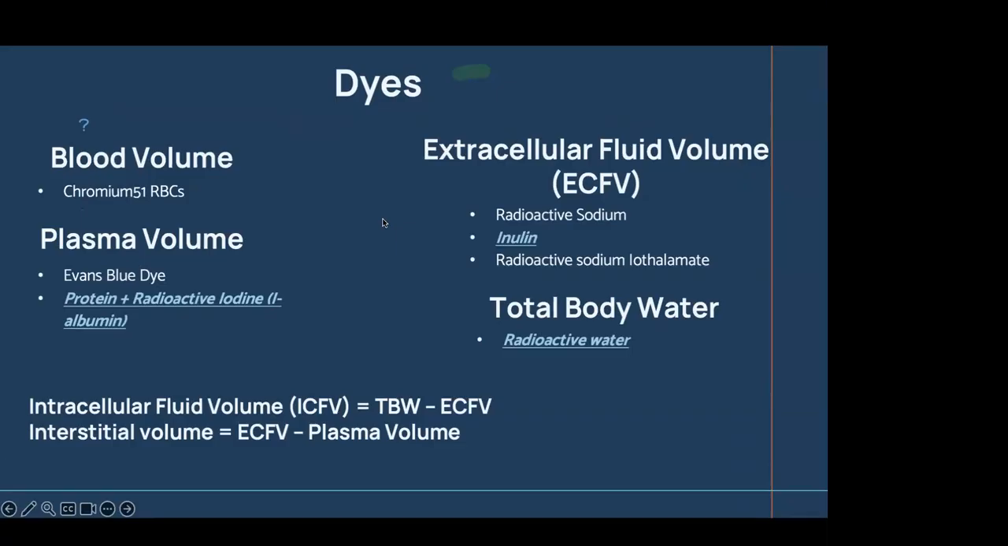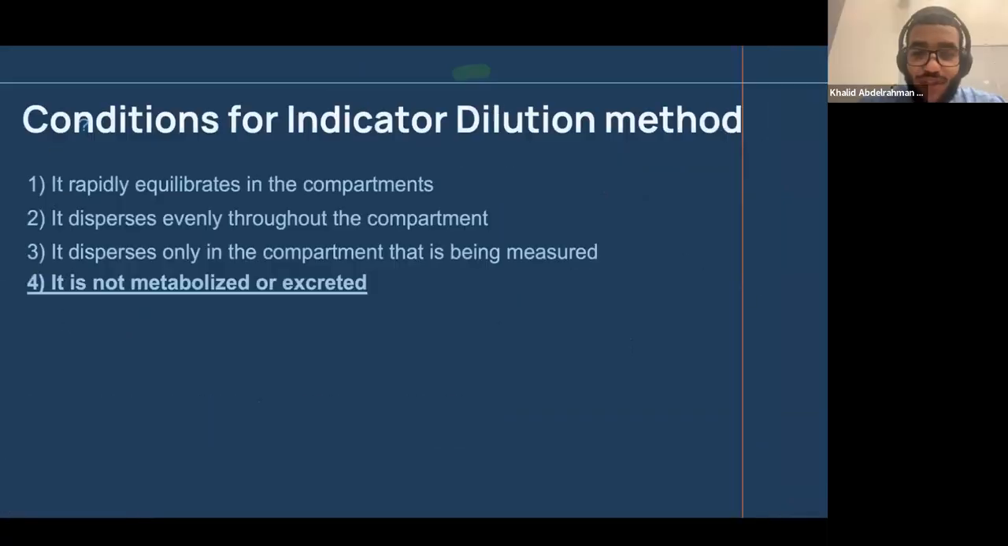Yes. Okay. So now let's move on to the second important part of this part of the lecture. The conditions for indicator dilution method. So in order for an indicator to be efficient, it needs to fall under these four categories. It needs to rapidly equilibrate in the compartment. It needs to disperse evenly throughout the compartment. It needs to disperse only in the compartment that's being measured, and it's not metabolized or excreted.